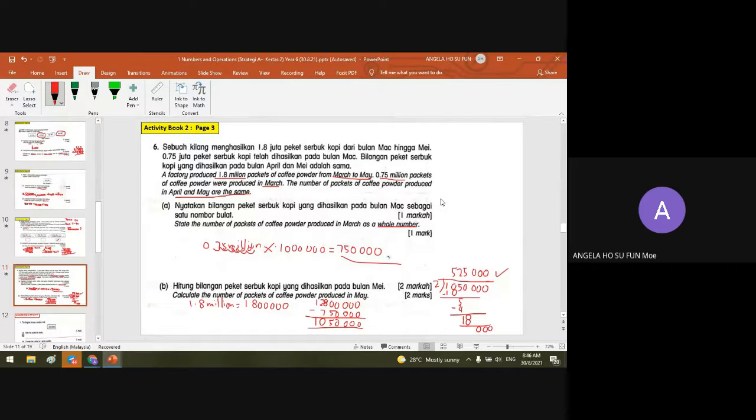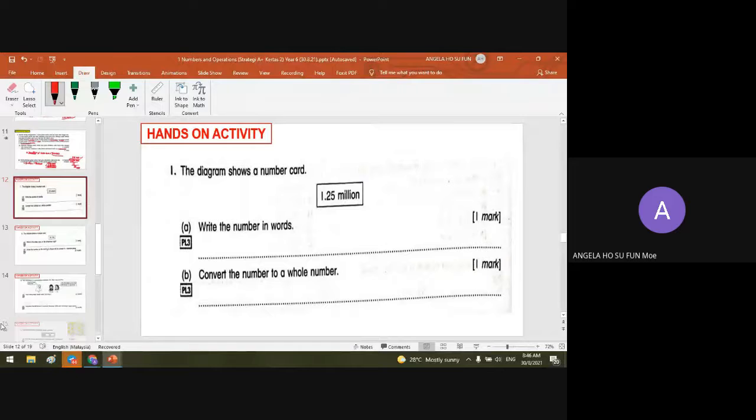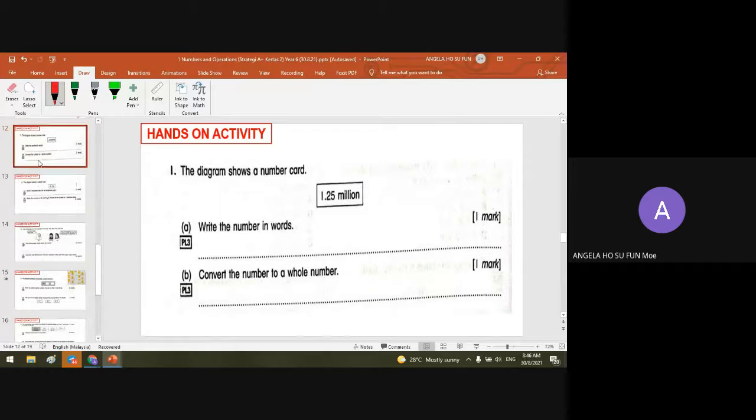Now, before we see what your next homework is, we are going to do a hands-on activity. Teacher has already prepared 6 questions. Right, we start from the first one. Any volunteer who wants to say out the answers, teacher will give you 1 mark of bonus if you raise up your hand, or you can open up your mic and tell teacher your answer for 1A and also 1B.